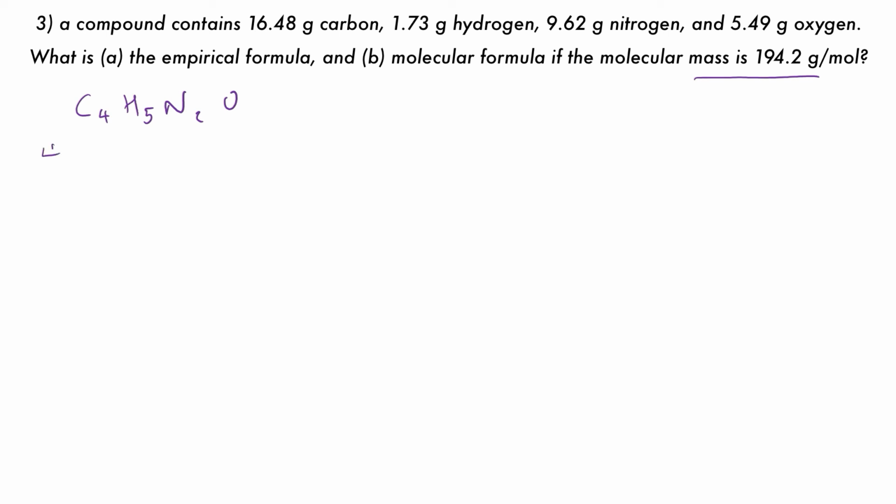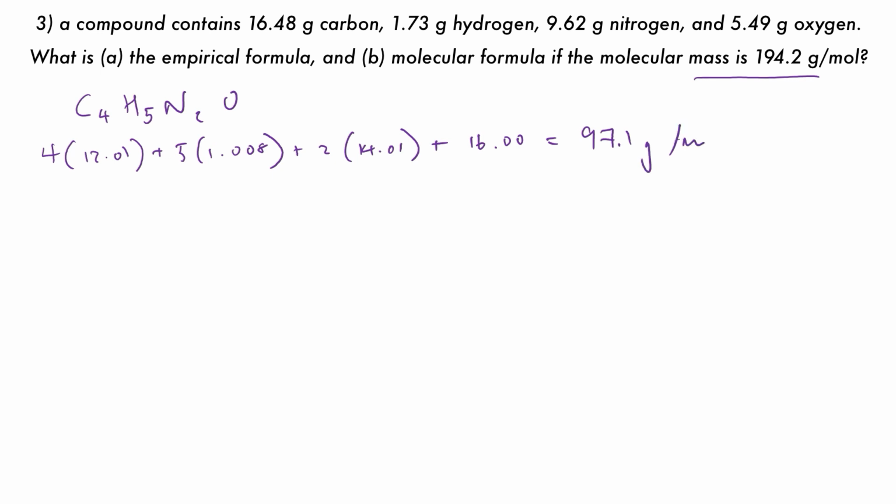So it'll be 4 times the mass of carbon, which is 12.01, plus 5 times the molar mass of hydrogen, which is 1.008, plus 2 times the molar mass of nitrogen, which is 14.01, plus the molar mass of oxygen, which is 16.00. So this will give us a total, if we add this all together, of 97.1 grams per mole.